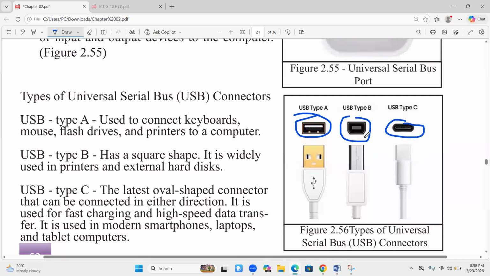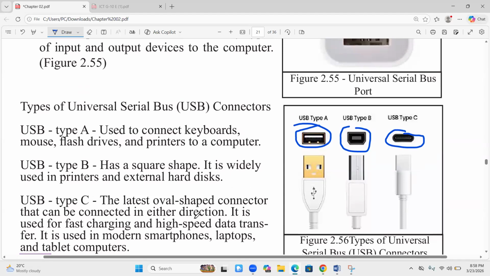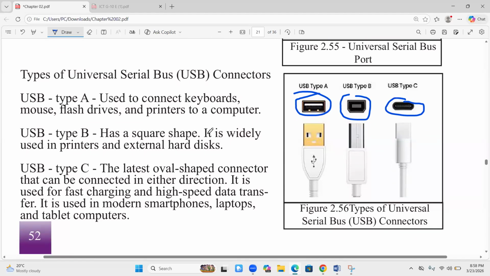Can you see the images, students? In the new version of this grade 10 book, we have this image, right? But in the previous version, there was no image like this. This one is updated. So USB Type A is there, Type B, and also we have Type C. In tab computers also we have this Type C USB now.